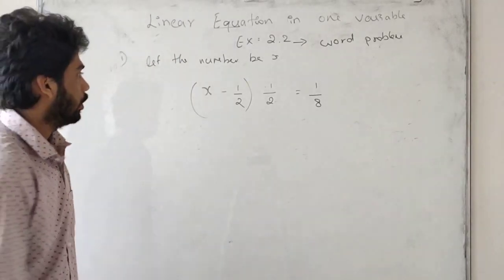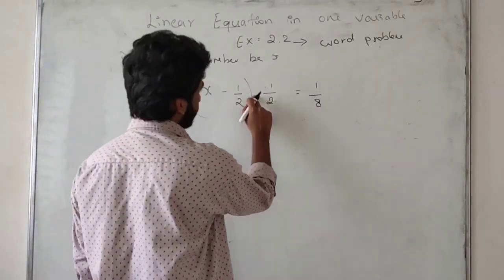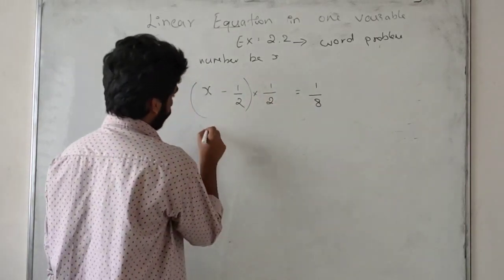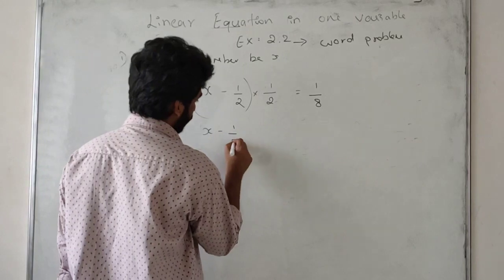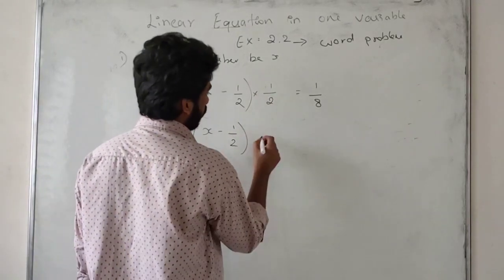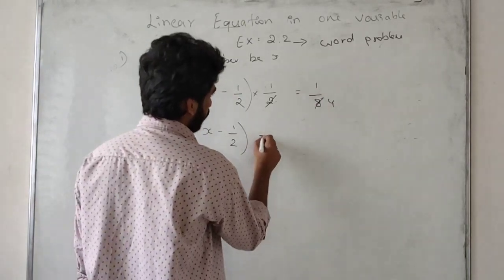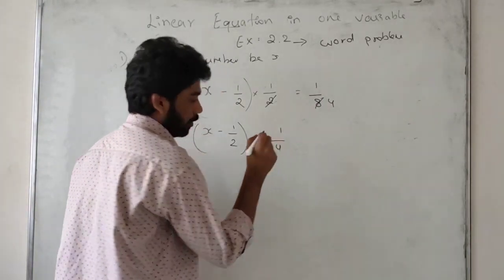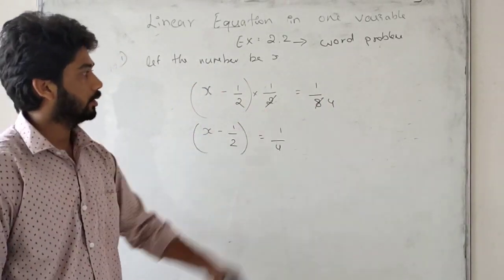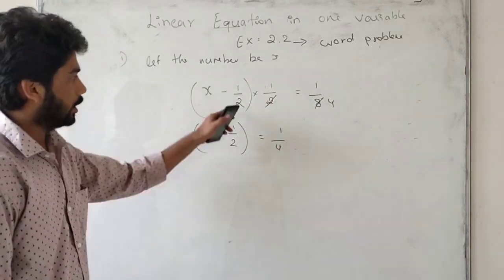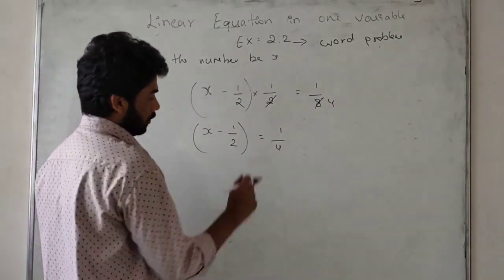So it is a multiplication, so we can cancel it. We write x minus 1 by 2. 2 ones are 2, 2 fours are 8, so here we get 1 by 4. The denominator can be cancelled since it is a multiplication. So we get x minus 1 by 2 equals 1 by 4.